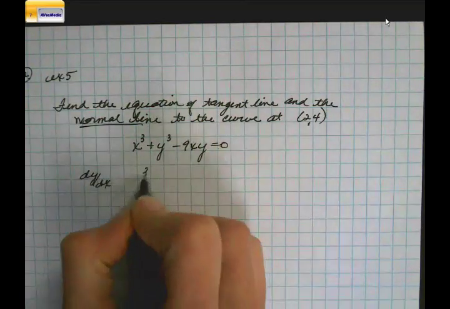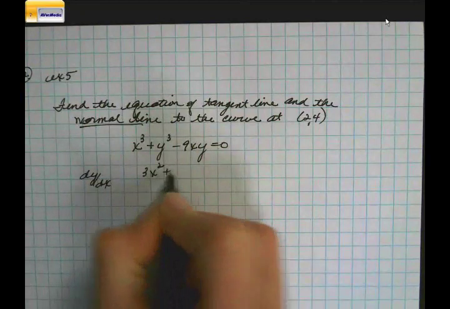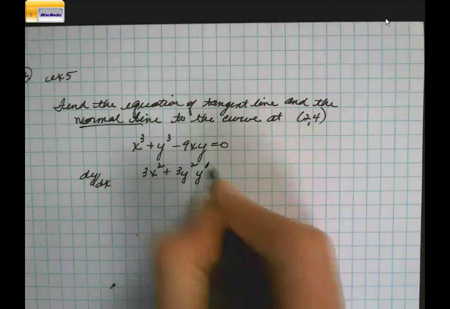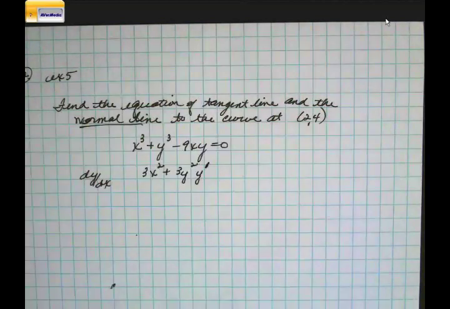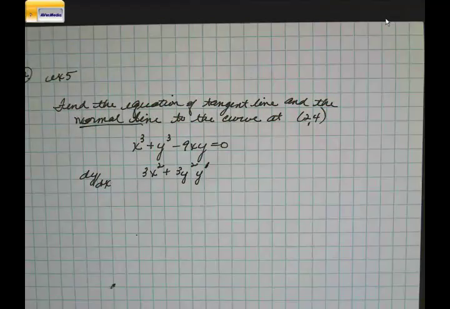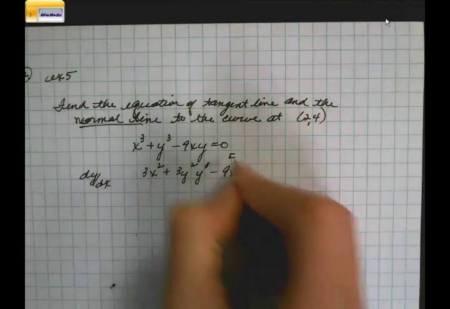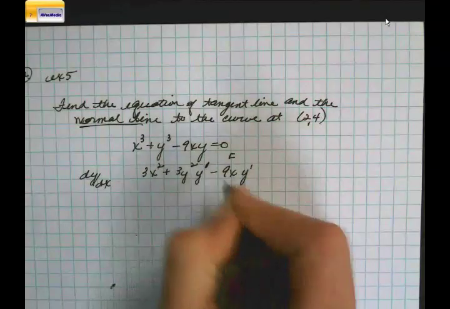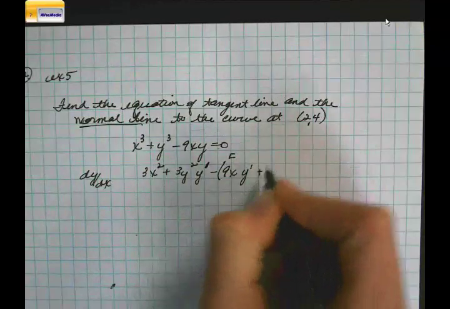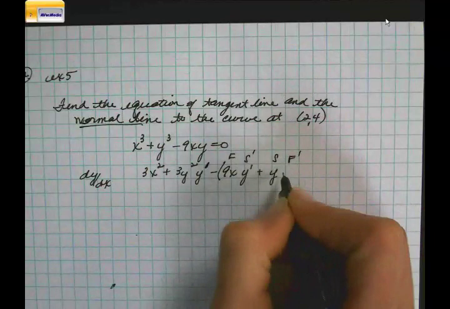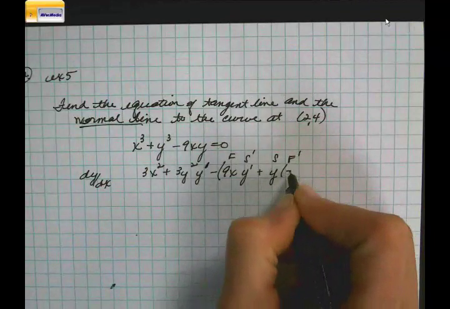First derivative. So it's going to be 3x squared plus 3y squared y prime. What about this 9xy business? Product rule. So it is the first, which is 9x, times the derivative of the second, which is y prime, plus the second, which is y, times the derivative of the first, which is a 9.